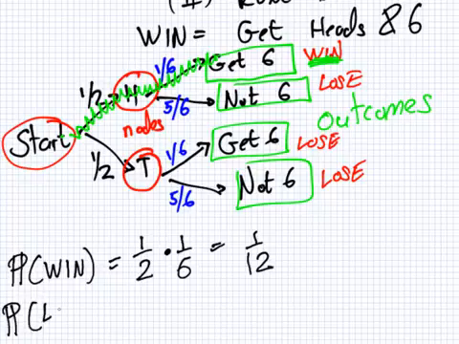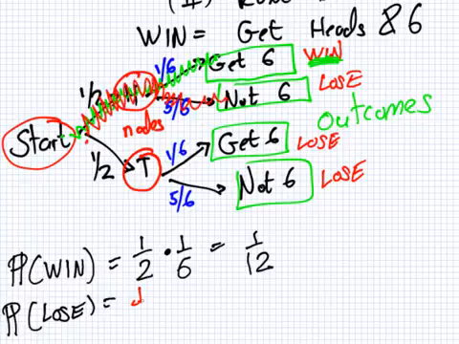Probability that you lose, well, we kind of know what it should be already. What should it be? 1 minus 1 over 12, so that's 11 over 12. To lose, we need to go the same path as before, except down. So that's 1 over 2 times 5 over 6.